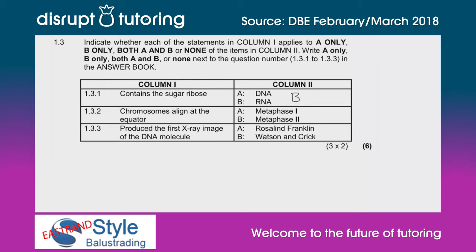1.3.2, chromosomes align at the equator. Is it A, metaphase 1, B, metaphase 2, or both, or none? So metaphase 1 and metaphase 2 both consist of chromosomes. They will line up at the equator in both. So our option is A and B.